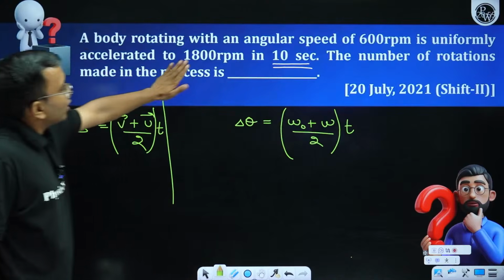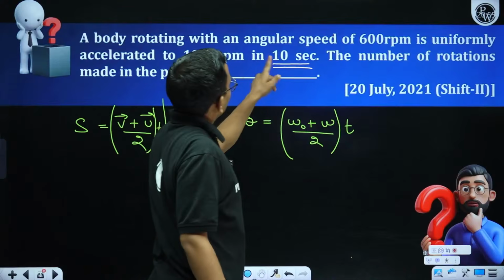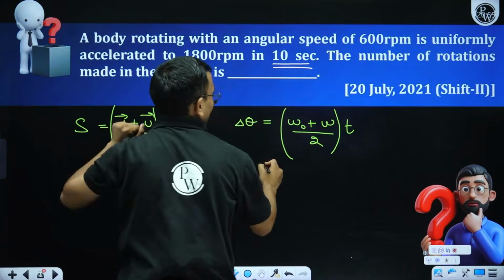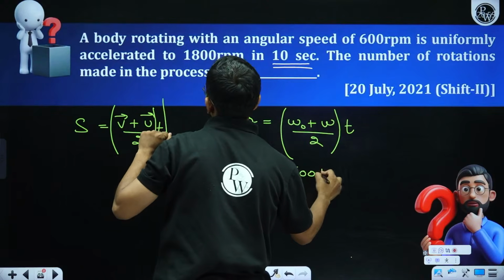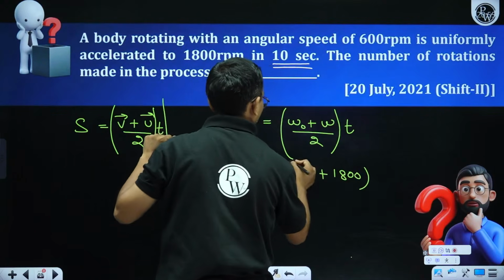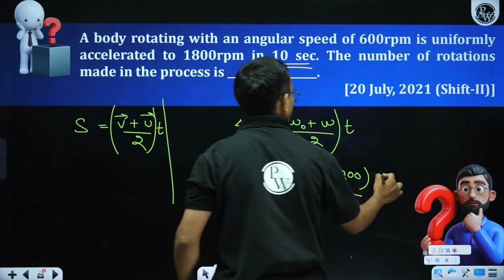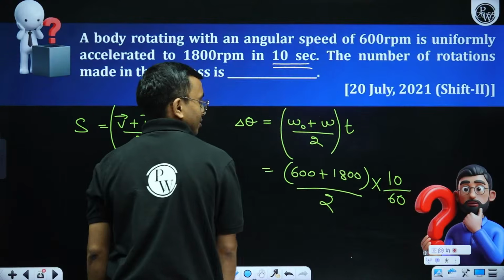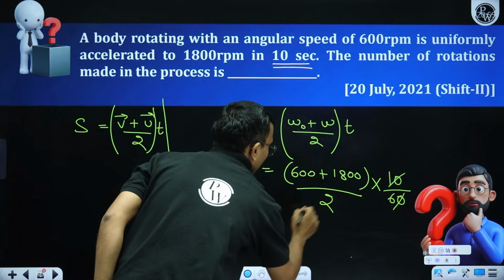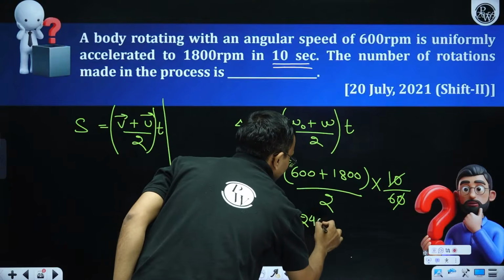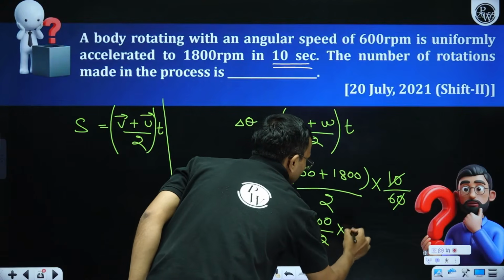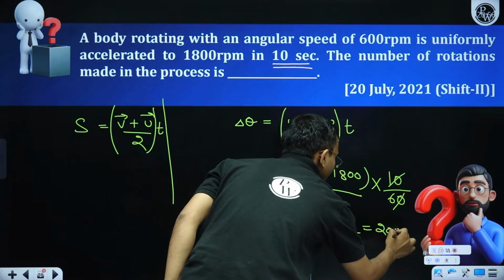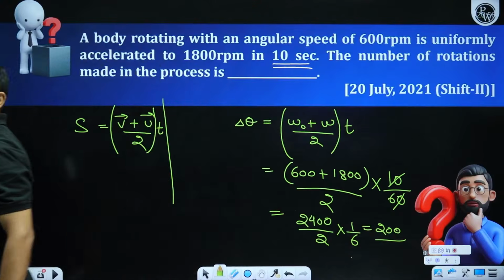So here I have revolutions per minute. If I put time in minutes, then I will get revolutions directly. So 1600 plus 1800 divided by 2, into the time in minutes, 10 seconds by 60, which is 1 by 6. This is 3400 divided by 2 into 1 by 6, which comes out to be about 283 revolutions.